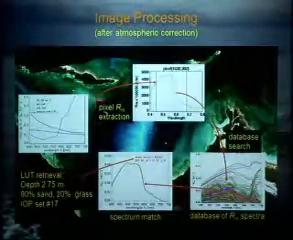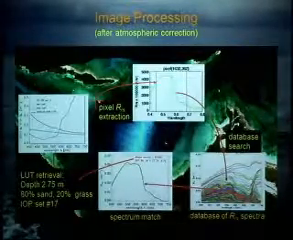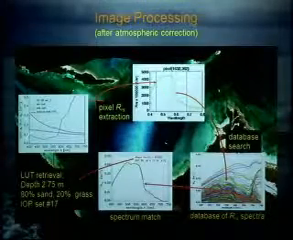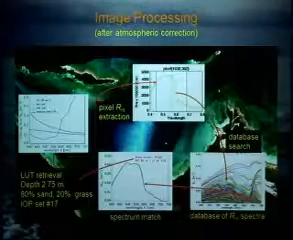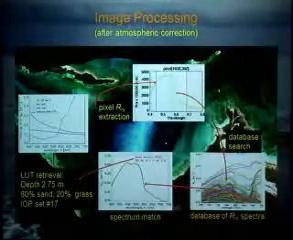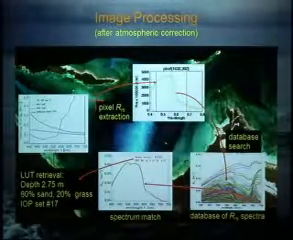So at that pixel, my retrieval is then water's 2 3/4 meters deep with a mixture of sand and grass, and here are the water properties. And then I simply go to the next pixel, search the database, and away I go. So it's a very simple conceptual thing, and works quite nicely.